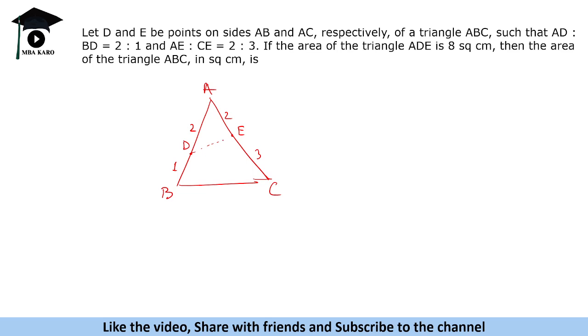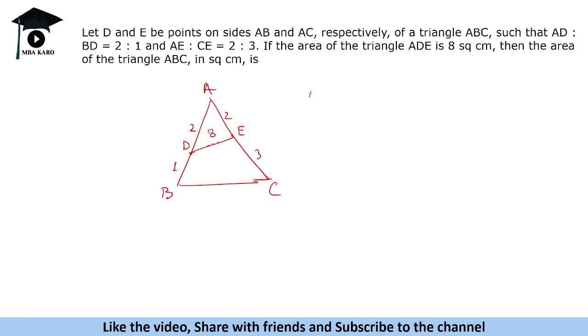So this is another triangle that we have. If the area of triangle ADE is 8 centimeter square, the area of triangle ABC in square centimeter is. Now, when we have a triangle within another triangle, and we are given the ratio of the partitions, how do we find this area?